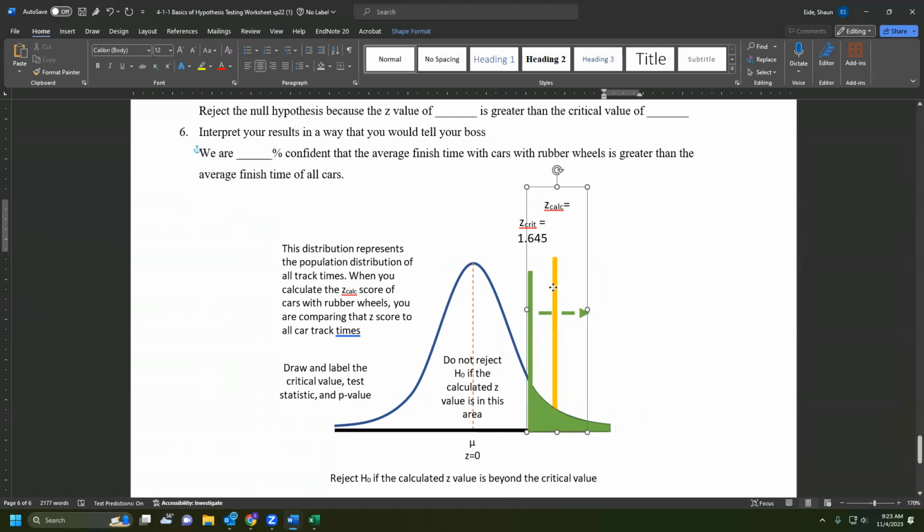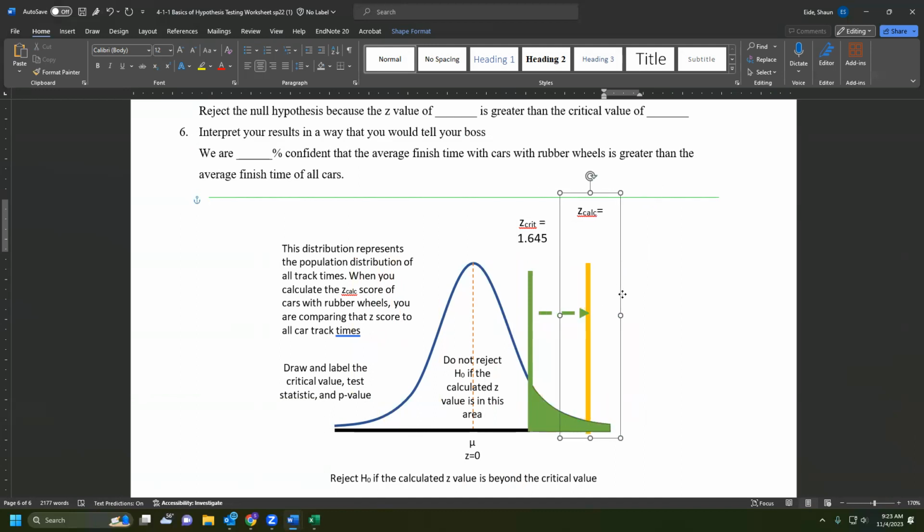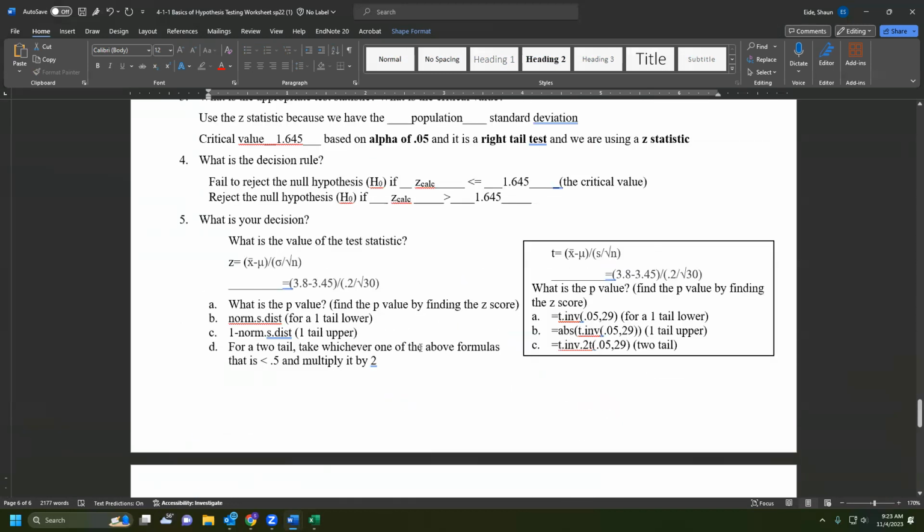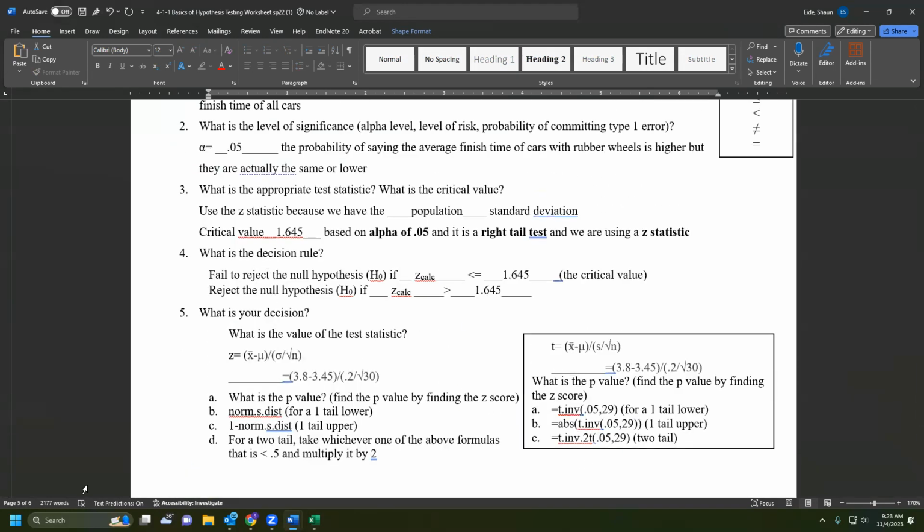And so depending on where the z calculated value is, if it's over here, you fail to reject the null hypothesis, but if it's over here, you reject it. So this is also referred to as the region of rejection. The region of rejection for a right-tailed test, or an upper tail test, is in the right tail. So let's calculate the test statistic. We'll get to the p-value in just a minute.